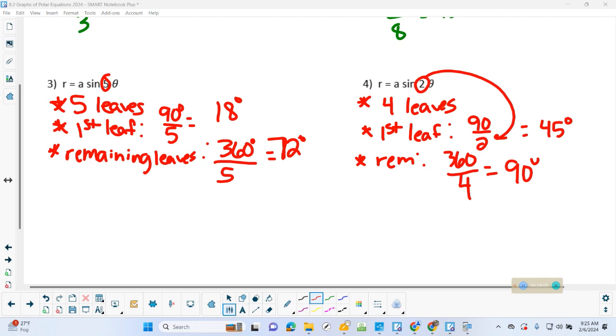And then, of course, you have to divide 360 by the total number of leaves. Because remember, when you're even coefficient, you're going to double it for the total number of leaves. So you're always doing 360 divided by the total. But the first leaf, it's 90 over your coefficient. But we know it doubles on the even coefficients. Did somebody have a question? All right, let's start drawing.